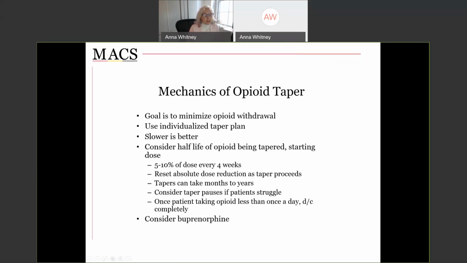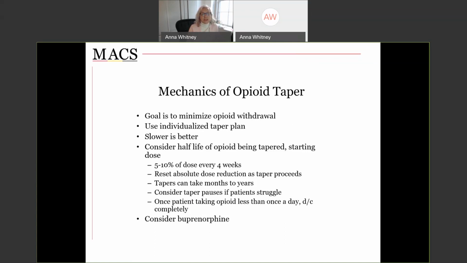So then we get to the mechanics. So how do you do this? So the big goal, the primary goal, is to minimize opioid withdrawal, because opioid withdrawal is associated with increased levels of pain. And when that happens, the patient may be very reluctant to continue the taper.